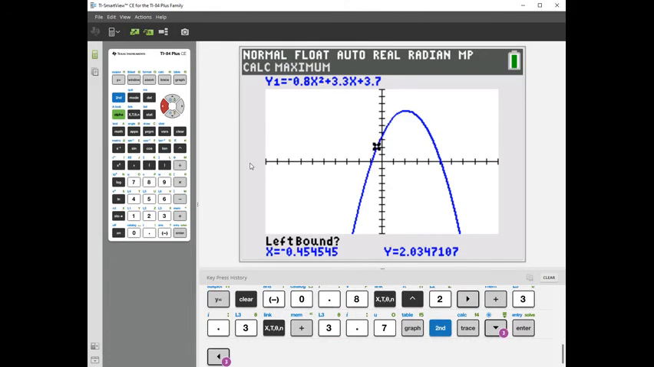Now you can see my spider is right here, and it says left bound again. So on the left side of my maximum point, I'm going to go somewhere on the left and hit enter. Then right bound, so now I'm going to go somewhere to the right side of that maximum point, and then hit enter, and then guess, hit enter one more time. And there's my maximum point. 2.06 is the x, 7.10 is the y. Remember, we care about the y value. So our y is at 7.10 for the maximum value.